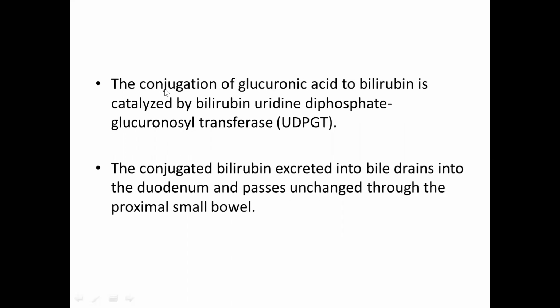Now after this, there is again conjugation of glucuronic acid to the bilirubin, which is catalyzed by bilirubin uridine diphosphate glucuronyl transferase. So you can remember the shortcut, that is UDPGT enzyme. So this is an enzyme which is usually responsible for the conjugation of glucuronic acid to the bilirubin.